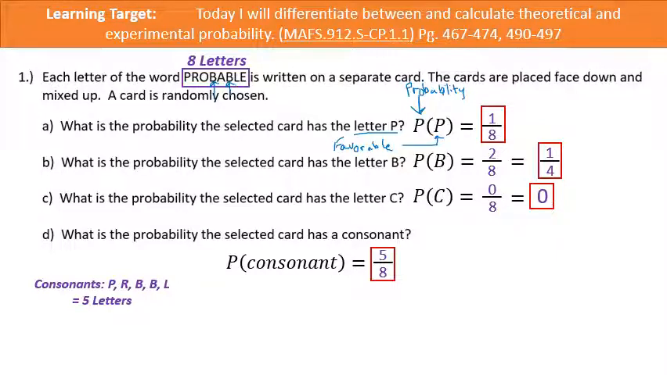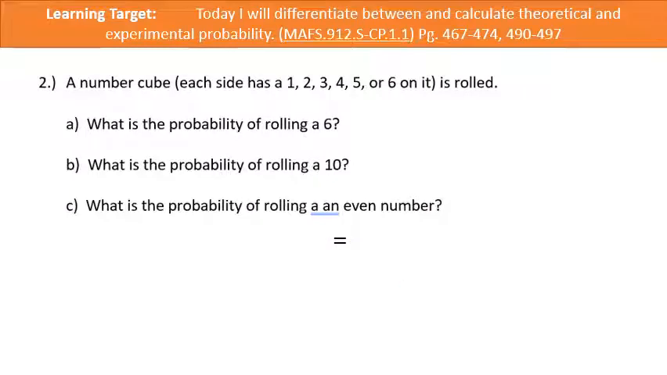You're thinking about the number of total outcomes on the bottom, you're thinking about the number of favorable outcomes on the top, and you're done. Unless it says to convert it to a percent or a decimal, I wouldn't worry about it. I'd leave it as a fraction. Okay, here we go. Number 2.